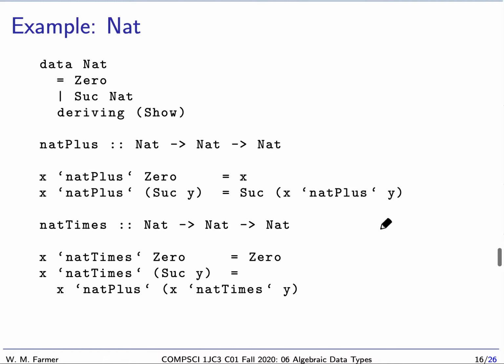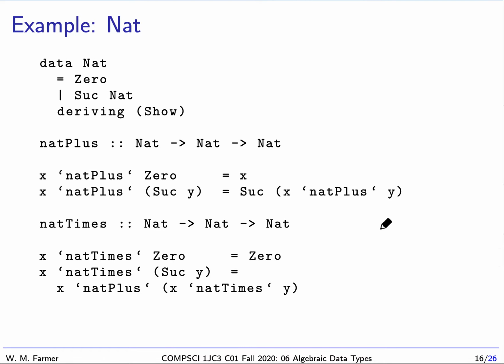Okay, so let's go back to this example, NAT. Here it is. I've added deriving Show. That way we can automatically print things out the way we would like to print them out. Okay, so I'm going to define 2 functions, NAT plus and NAT times. NAT plus represents plus, and NAT times represents times.